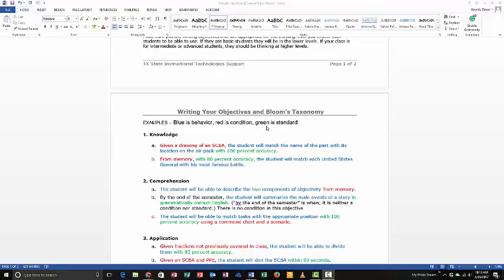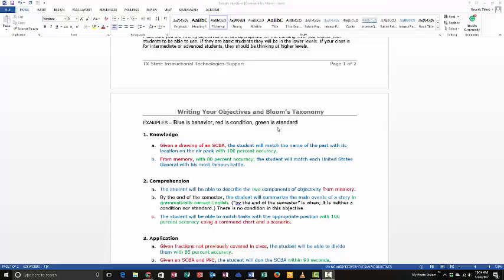Green is the standard. How well do they have to do it? The standard and the condition are the two hard parts. Everybody can come up with the behaviors pretty easily. It's these two pieces that start causing some problems sometimes. The standard is usually in terms of accuracy or time. So the green is, how are we going to know when this student has successfully done whatever it is we want them to do? And how are they going to know when they have successfully done it?